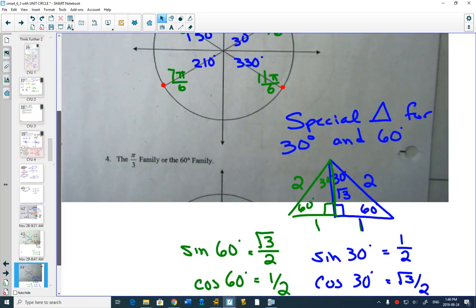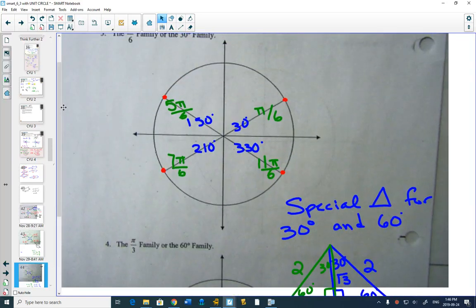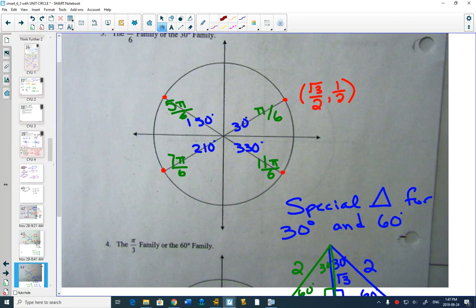Now we can use our big idea and say points on the unit circle are cos comma sine. So if I am labeling this point right here, cos of 30 degrees, √3/2, sine of 30 degrees, 1/2. You get a 30-second head start to finish the other points.